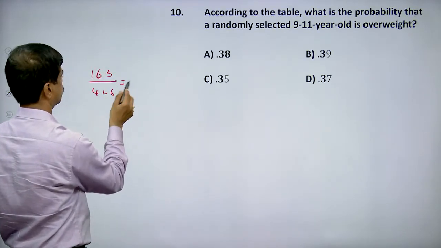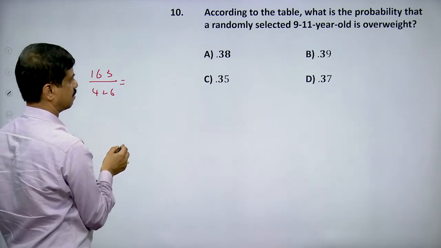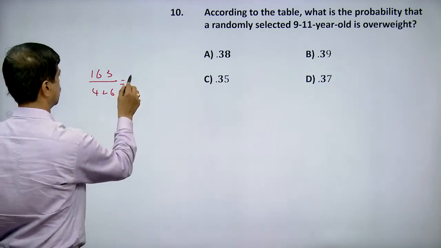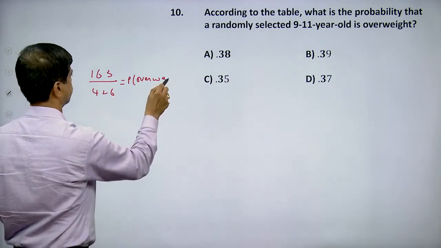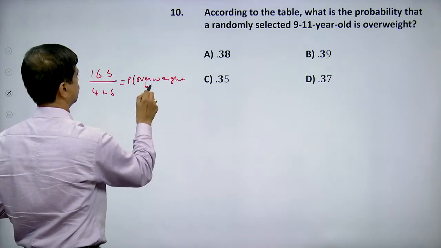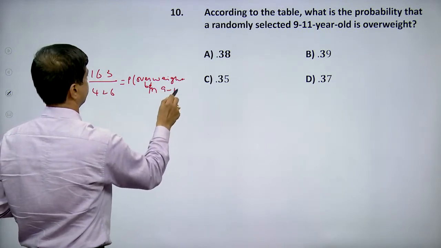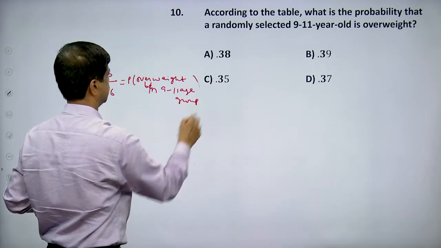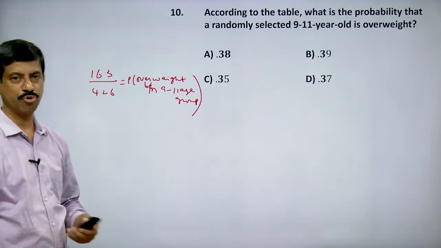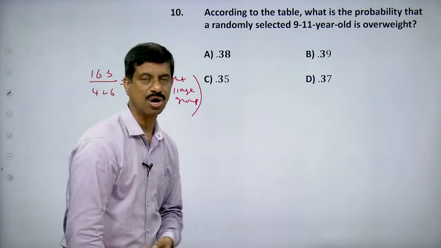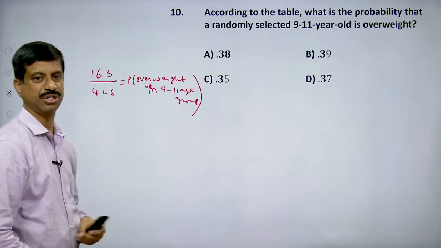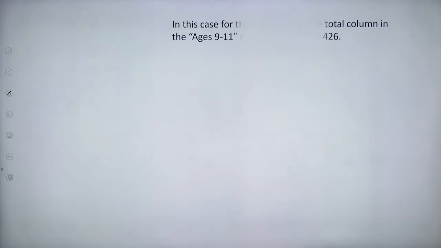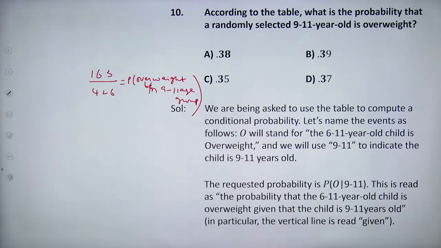Right, children? I don't know which value we get, so divide it and get that. This is the probability of being overweight in the 9 to 11 age group. So that is 163 by the total. Directly write it, this much explanation is not needed. Fast, quick, children. I don't know what the answer is, so let us check the value by dividing it. So this is 0.38.